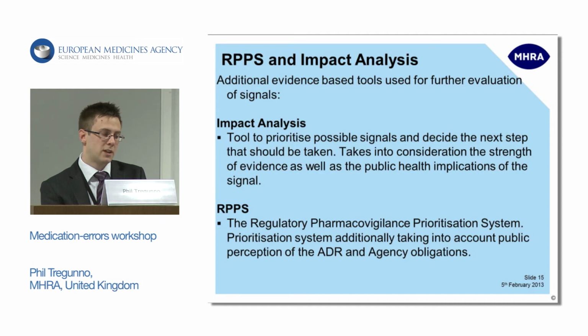In terms of RPPS and impact analysis, RPPS is a regulatory pharmacovigilance prioritisation system, which takes into account our agency obligations and public perceptions of a particular ADR. So, for instance, whether there's been any media interest, whether there's been interest from Parliament, and so on. Whereas impact analysis is a tool to prioritise potential actions and consider the strength of evidence with a number of different factors being considered.